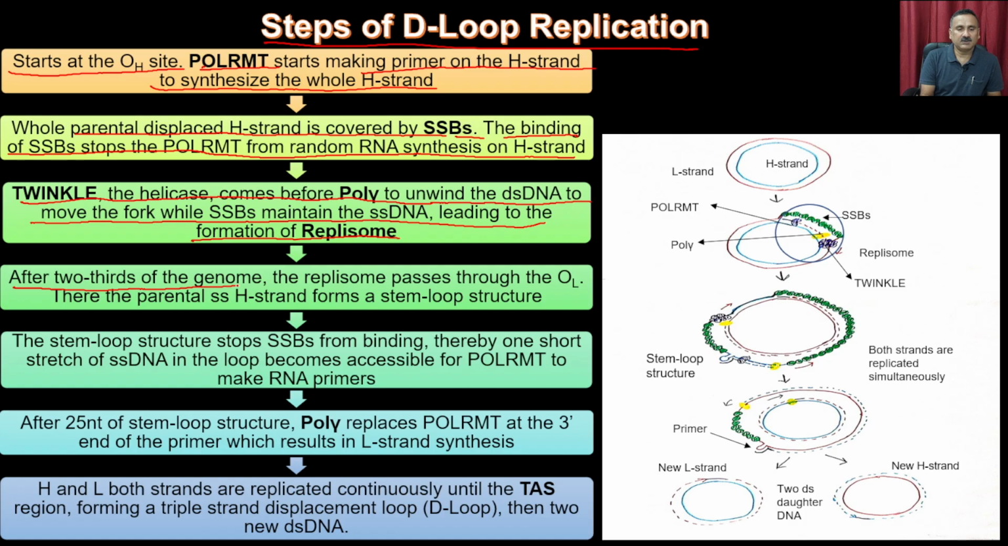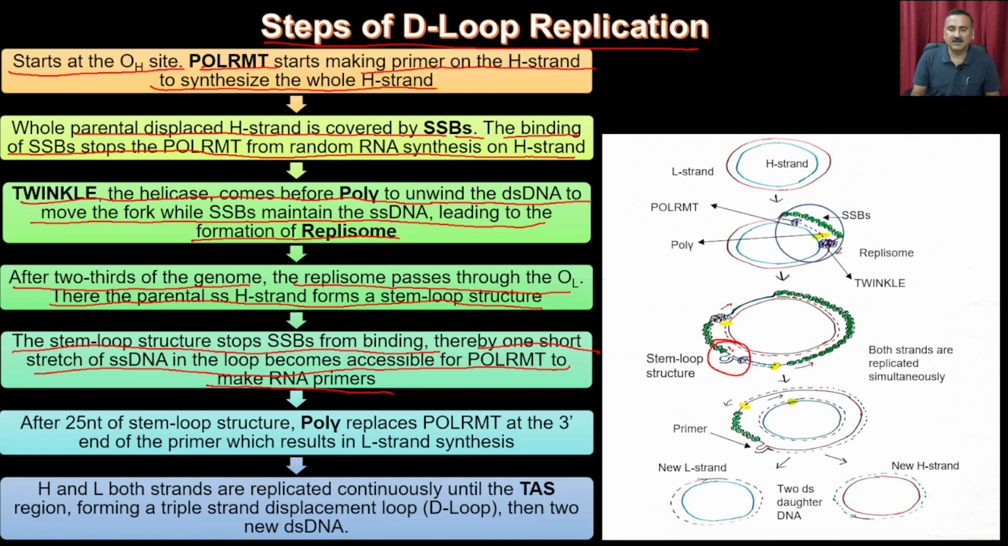After two thirds of the genome is synthesized, the replisome passes through the OL site, the origin of replication on the light strand or L strand. There the parental single stranded H strand forms a stem loop kind of structure. The stem loop structure stops SSBs from binding, and thereby a short stretch of single stranded DNA in the loop becomes accessible for pol RMT to make the RNA primers.